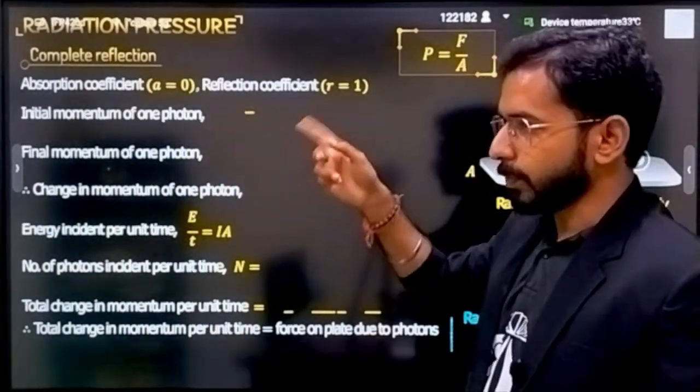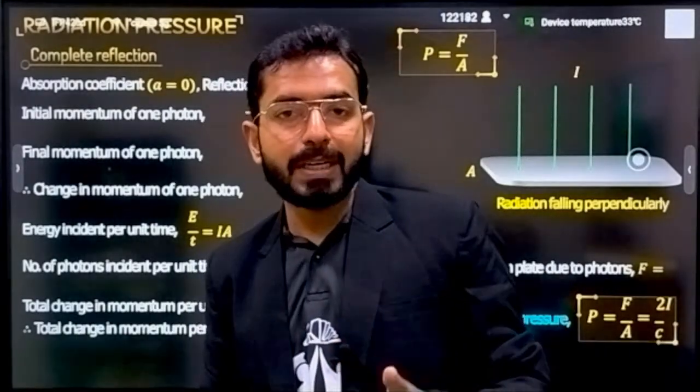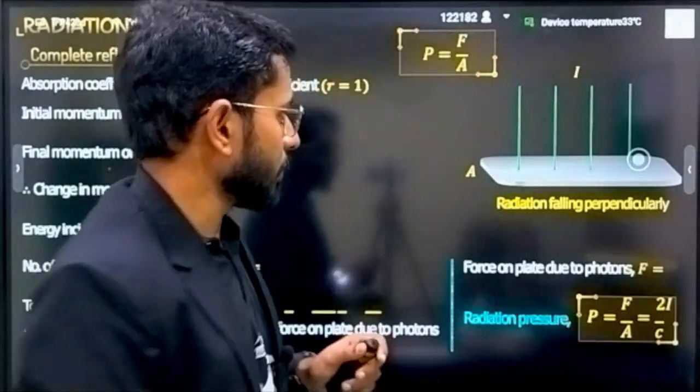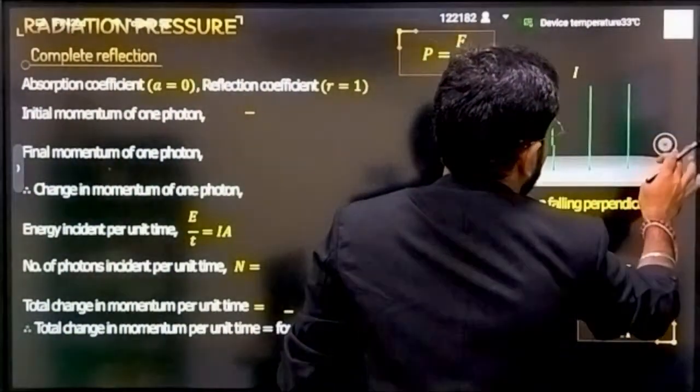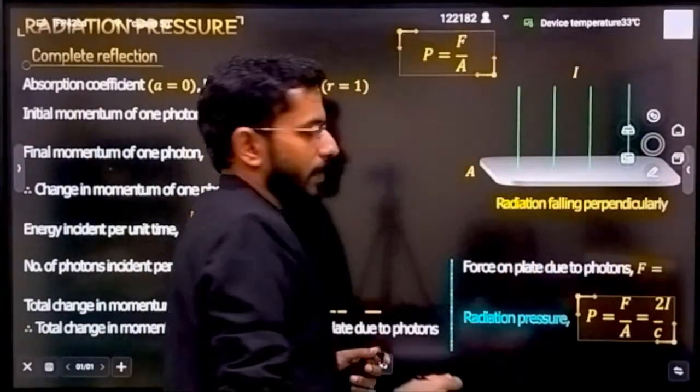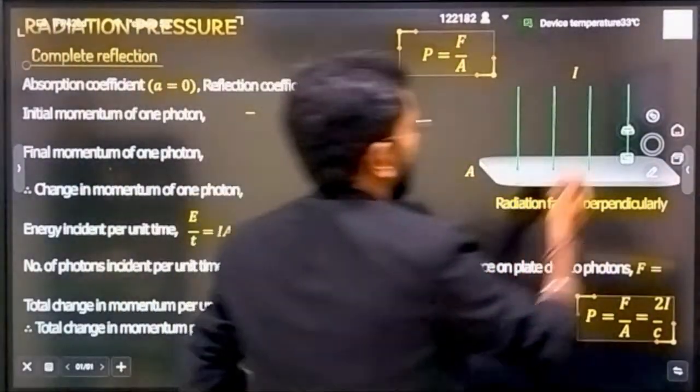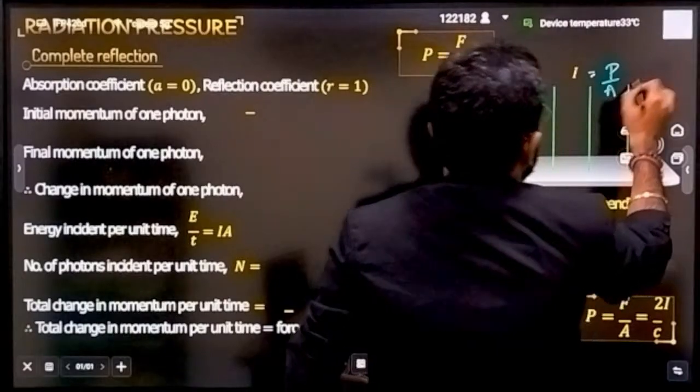Okay, now let's see the second case also. Same method. Now this time only the change will be coming, that it is now complete reflection. Now no absorption is there, complete reflection. And so whatever it is incident, it is completely reflected back. Okay, here again I can say intensity is equals to power by area, that will be defined.